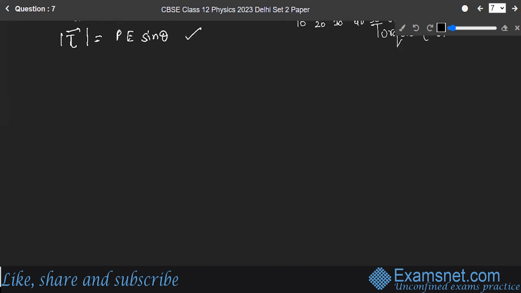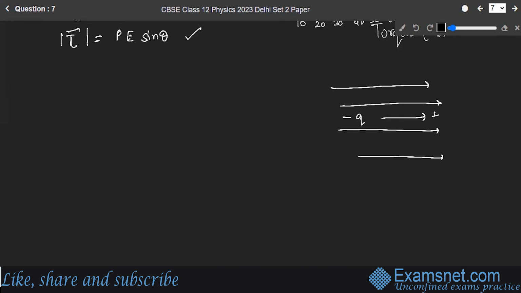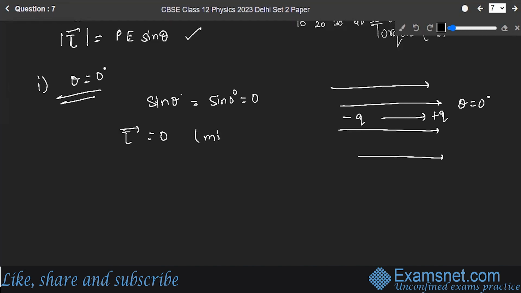See, over here you are having the direction of your electric field, and here is your charge flowing. So it has moved from here. Here I'm taking theta as 0. So this is the first case when theta is taken as 0. That means sine theta equals sine 0 degree, which is equal to 0. So in that case, torque will be 0, that is minimum.